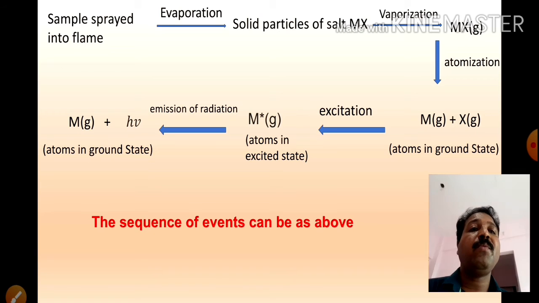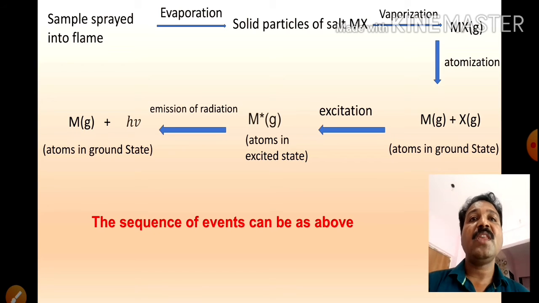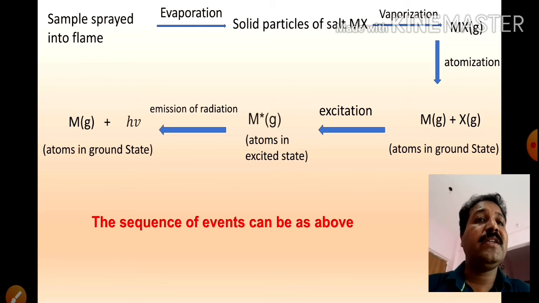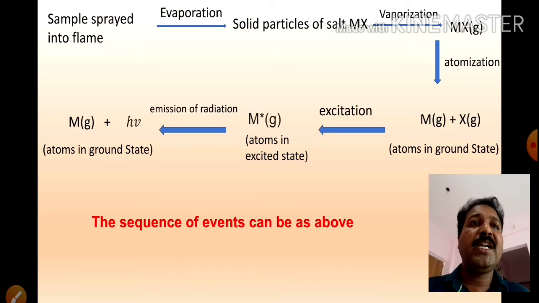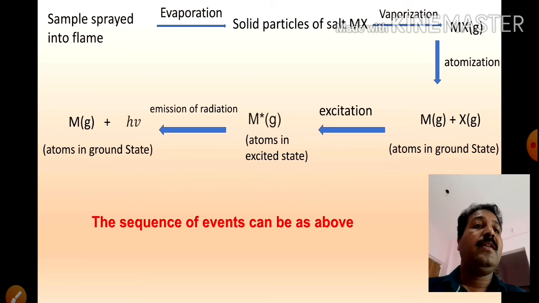Now let us see the sequence of events taking place while analyzing the sample in flame photometry. First, the sample is spread into the flame, then evaporation takes place. After evaporation, the sample solution is converted into solid particles of that salt MX. Then the solid particles of the salt undergo vaporization and get converted into gaseous molecules of that salt. Then these gaseous molecules of the metal salt undergo atomization and get converted into gaseous atoms of that metal.